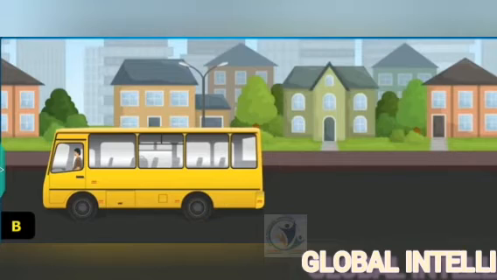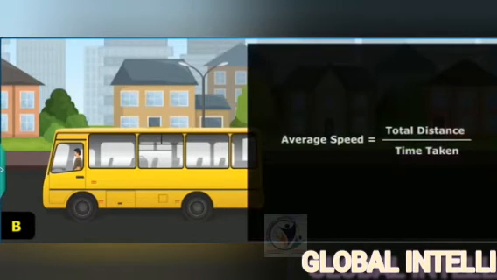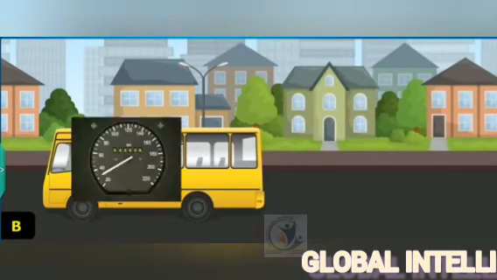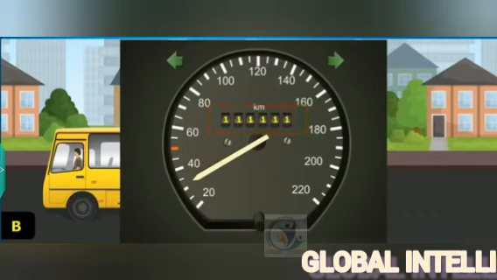When speed is not constant, we express the speed of the object as average speed. Average speed is equal to total distance by total time taken. Thus, we can define the speed of an object as the distance traveled by it in a unit of time. Usually, in vehicles, the odometer shows the distance traveled in kilometers and the speedometer shows the speed of the journey in kilometers per hour.